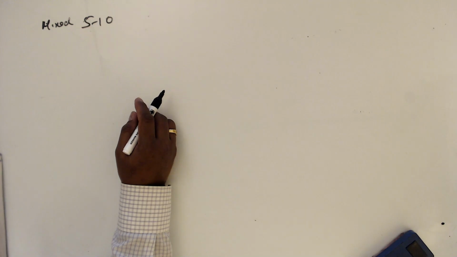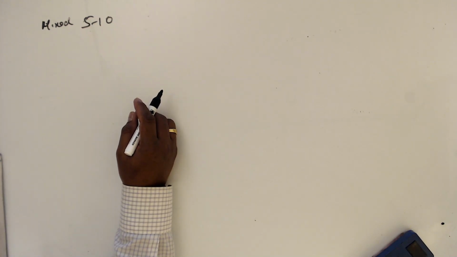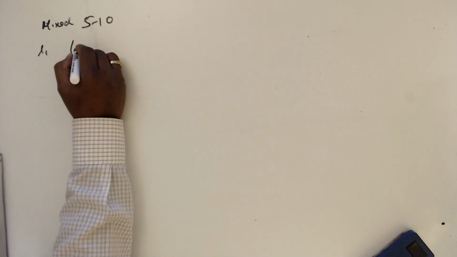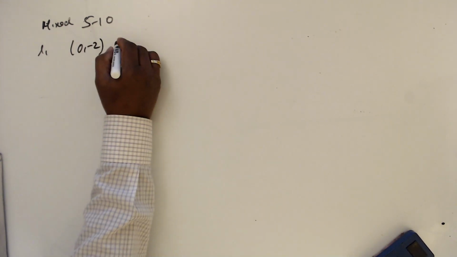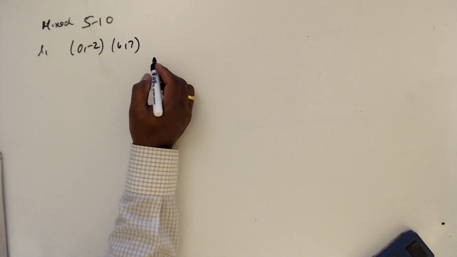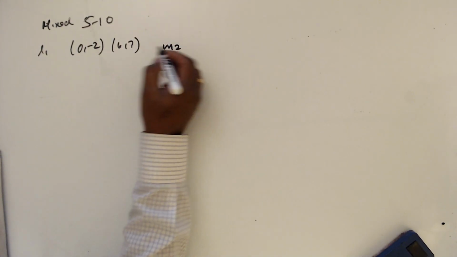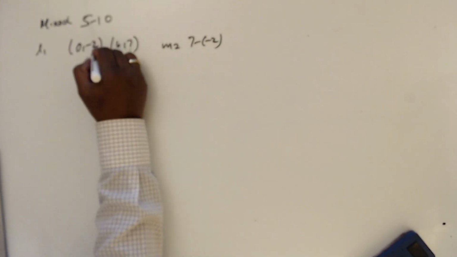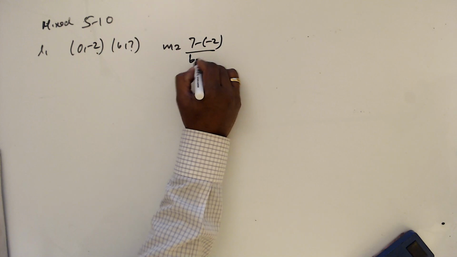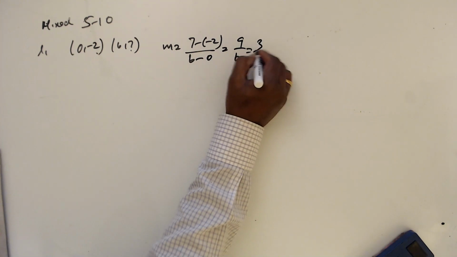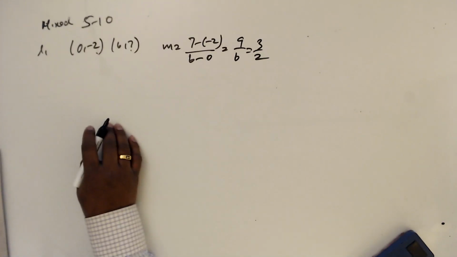Question number 10. L1 goes through the points (0, -2) and (6, 7). We'll find the gradient before finding the line equation: m equals (7 minus minus 2), y1 minus y2, divided by x1 minus x2, 9 over 6, which is 3 over 2.